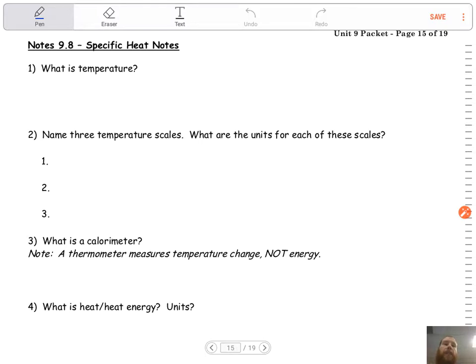All right, specific heat. First things first, what is temperature? This should be an easy question that you should by now be able to answer. If you can't, you need to go back and study the terminology from the first part of this unit, where it's dealing with all the KMT and those pieces. This is something you will have to know. It's the average kinetic energy of the particles.